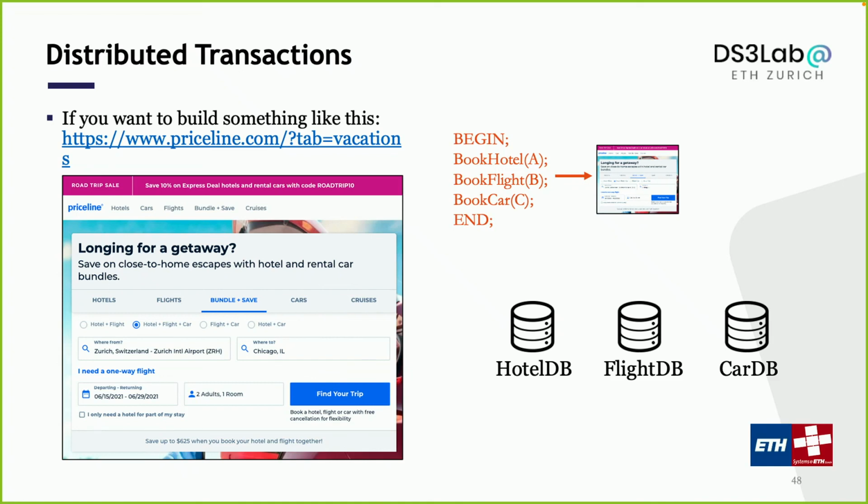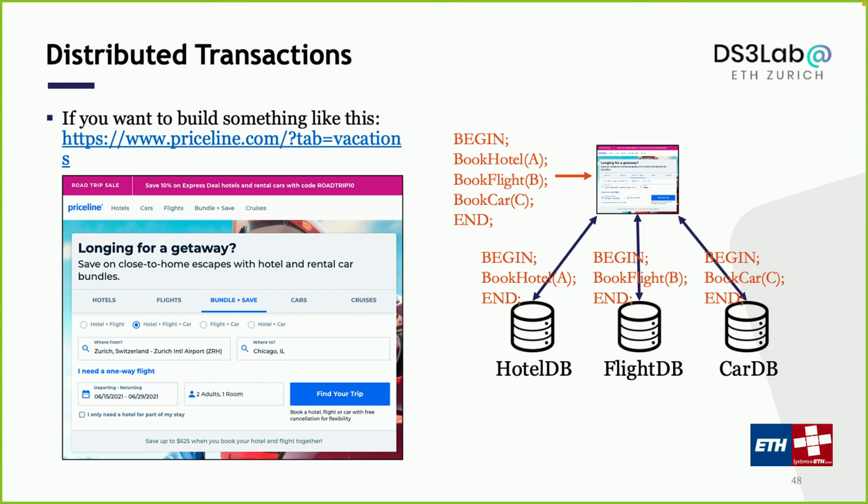But all of this information is in different places. There's some company dealing with cars, some company dealing with hotels, some company dealing with flights. So what should I do? The only thing the portal can do is to say, talk to the hotel database, book me this hotel; talk to the flight database, book this flight; talk to the car database, book this car.